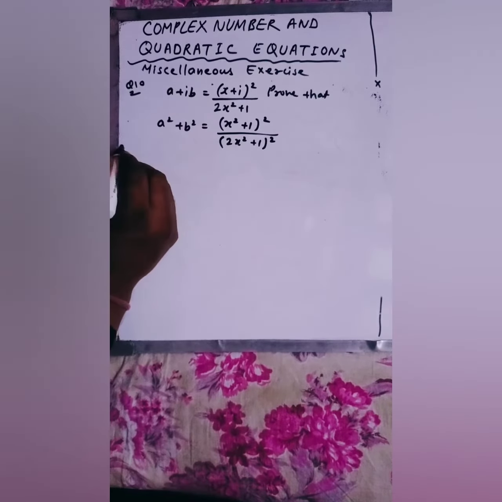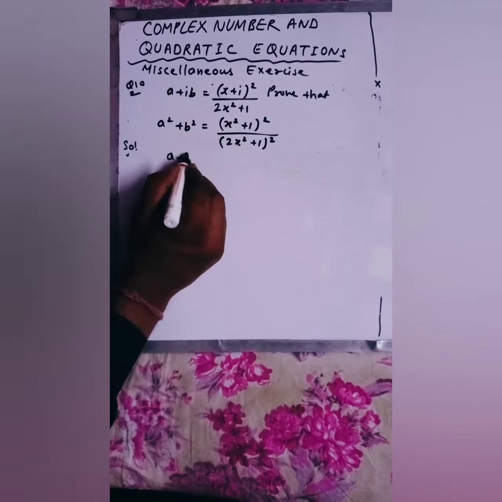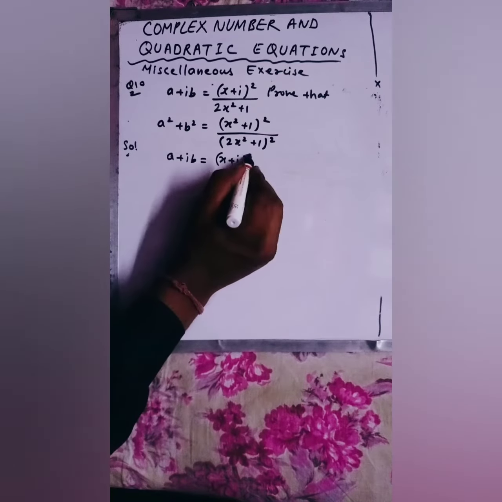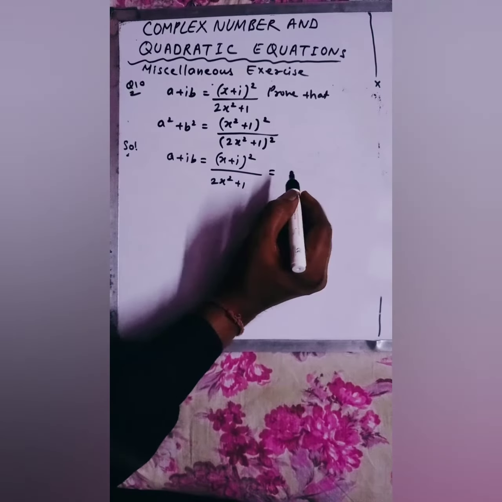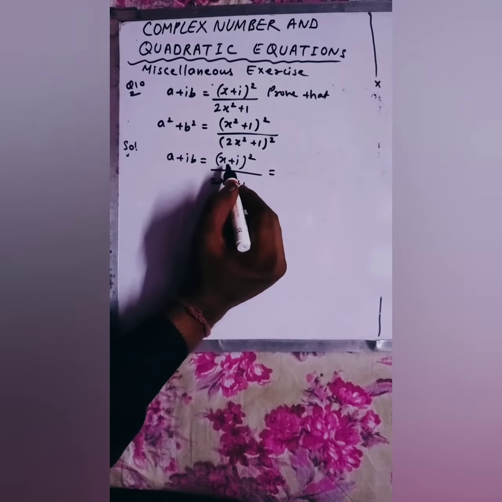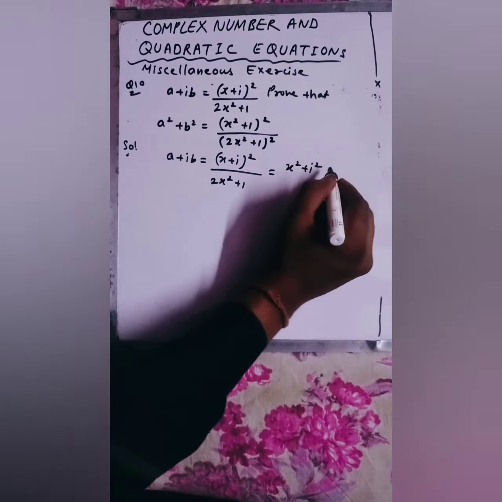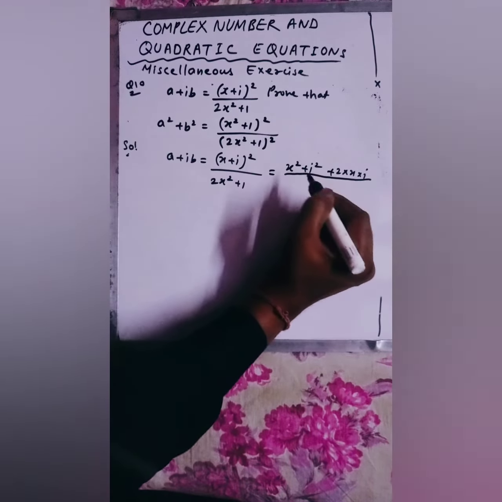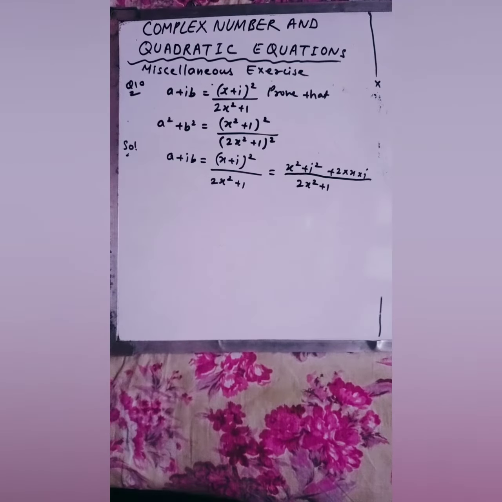So here in the solution, I am copying this step, a plus iota b is equal to (x plus iota) whole square over 2x square plus 1. In the numerator you have to apply the formula (a plus b) whole square. So you will get x square plus iota square plus 2 into x into iota over 2x square plus 1.